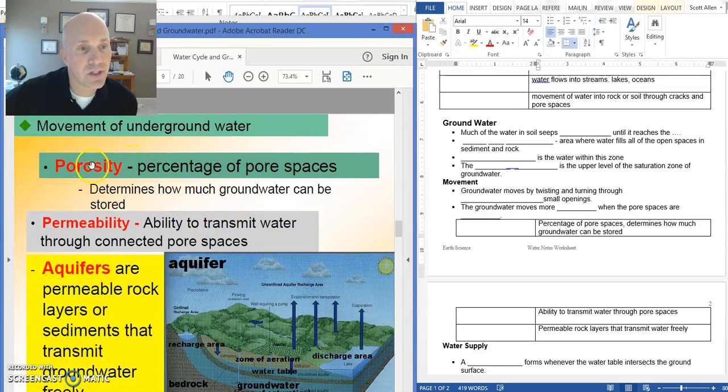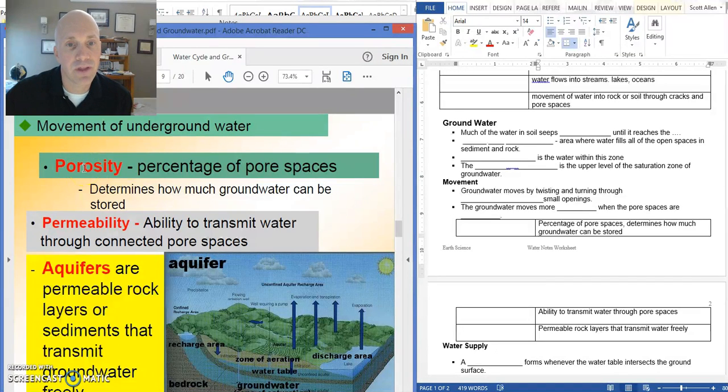So a couple of terms that you need to get used to when talking about groundwater. First of all is porosity. All right, porosity is the percentage of pore spaces. All right, so a quick way to think about porosity would be to think about, like, say, a sponge. All right, when you look at a sponge that's, say, this big, what percentage of that sponge can be used to hold water? All right, and the thing about the sponge is it's got a lot of little holes that can hold water, so it would have very high porosity.